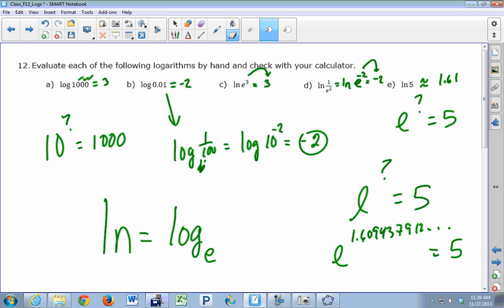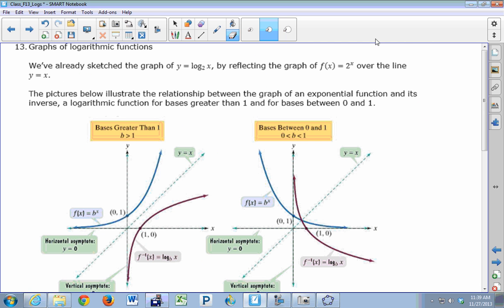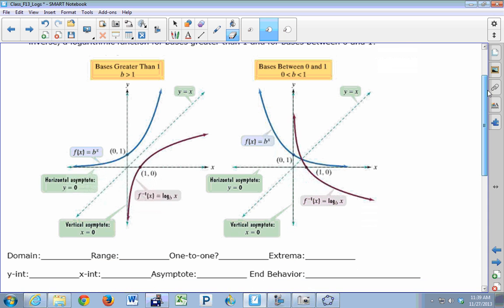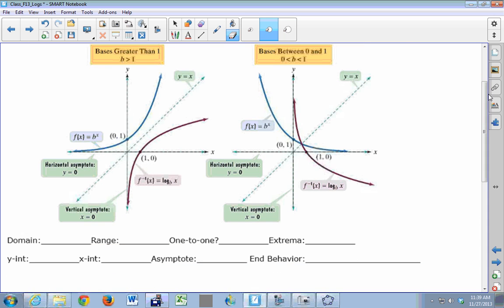Okay. All right, so let's take a look at the graphs again of the log function, log base 2 of x, and its inverse 2 to the x. And let's make some notation about various properties that it has. So we'll just focus on this first one here, with bases b greater than 0. The blue is our exponential, the red is our logarithmic.